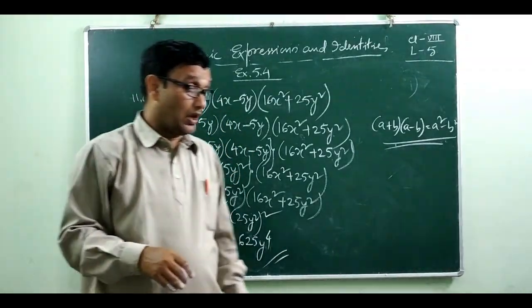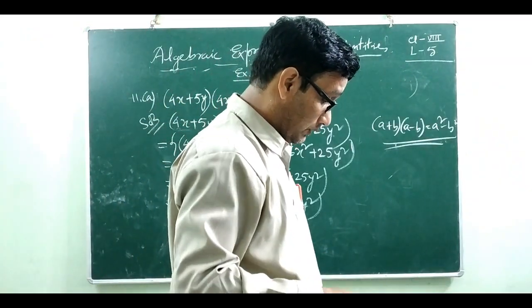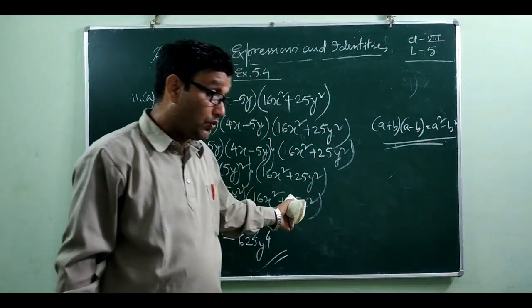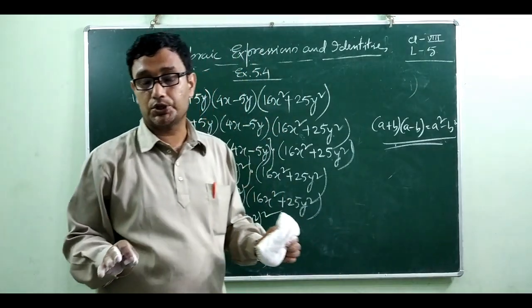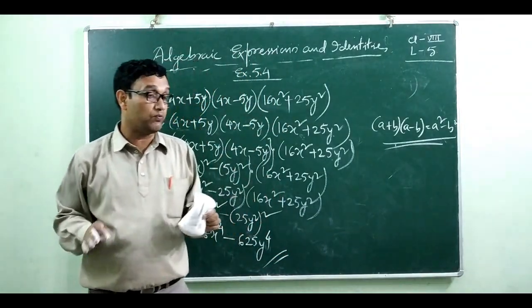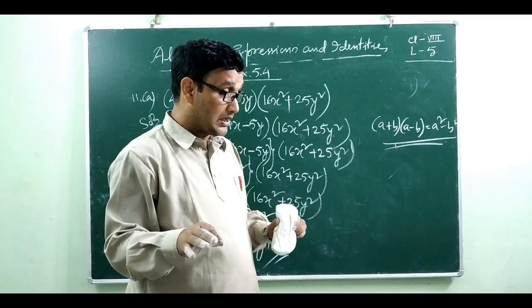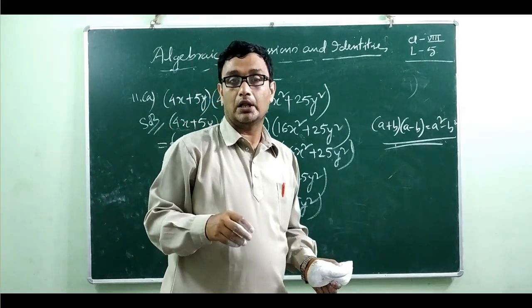Like this way, you can solve the remaining ones using the continued product, means using identity number 3. That's all about your question. Exercise 5.4, all the questions you solve nicely. When the school will reopen, I'll check your copy.